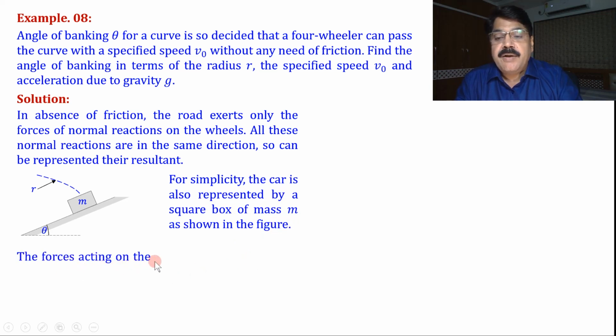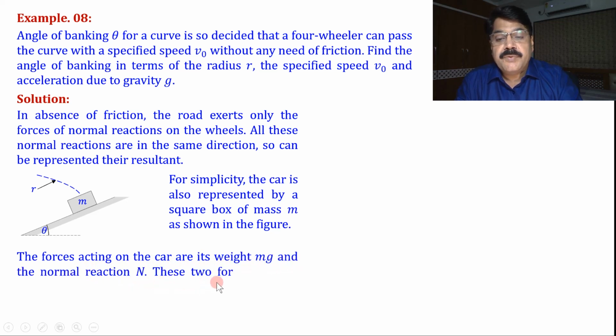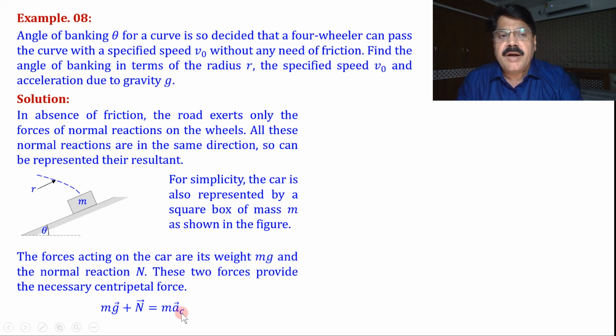The forces acting on the car are its weight mg and the normal reaction N. These two forces provide the necessary centripetal force. So in vector form, you can write mg vector plus N vector is equal to m a_c. Here c stands for centripetal acceleration. But this vector method we can use, and here we use the analytical method. Say car, normal reaction, weight, the angle between mg and normal reaction will be theta, and that will be the angle of banking. And these two forces must be equal to m a_n, this way.